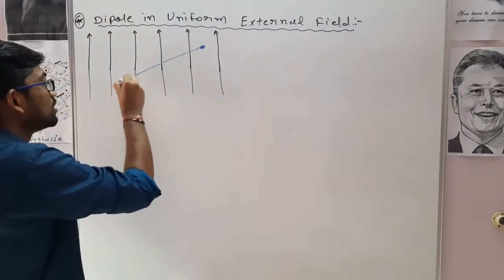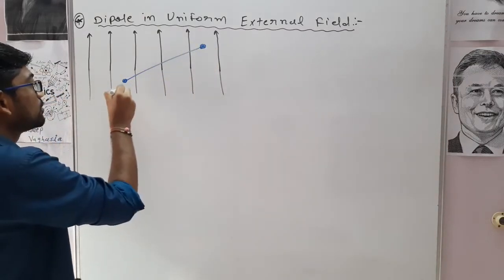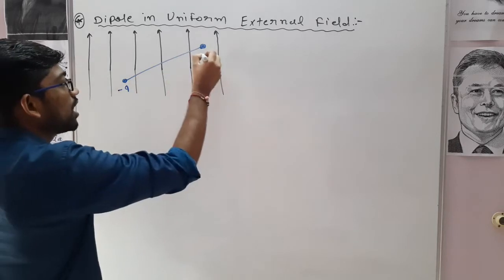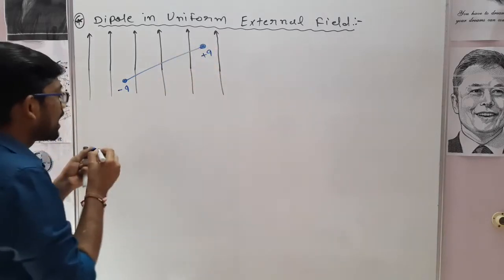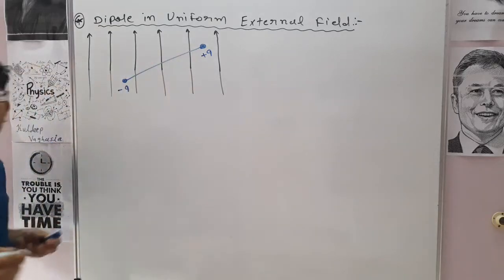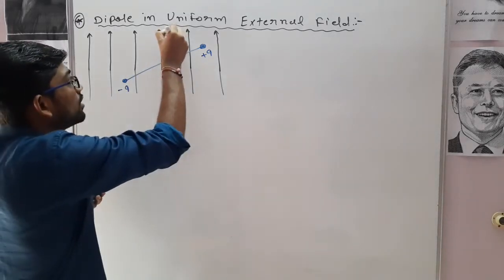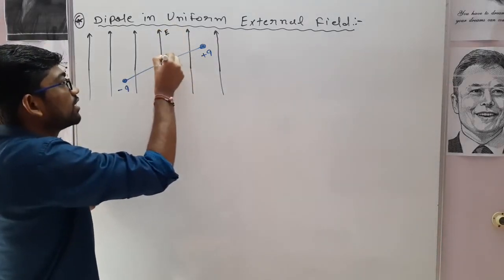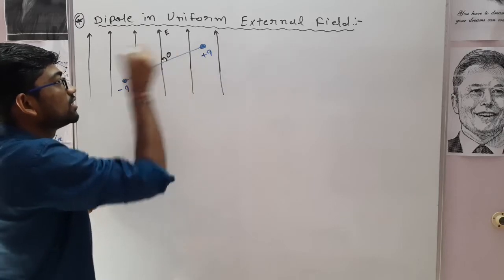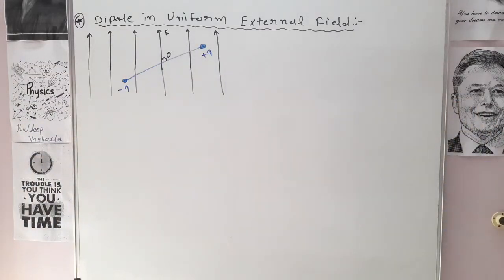See, dipole means two poles, two equal and opposite charges. Suppose this is minus charge, minus q, and here is a plus q, and this dipole creates some angle with the electric field. Okay, see, this is the electric field, and this dipole makes some angle theta with the electric field. Okay, so the angle between the electric field and the dipole is theta.